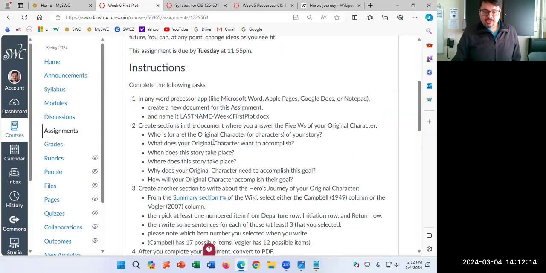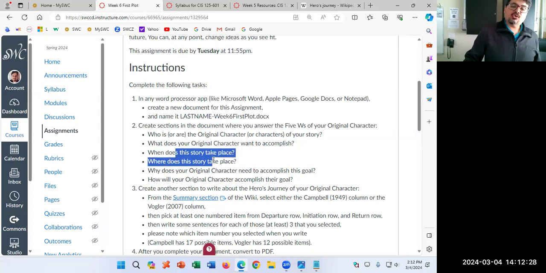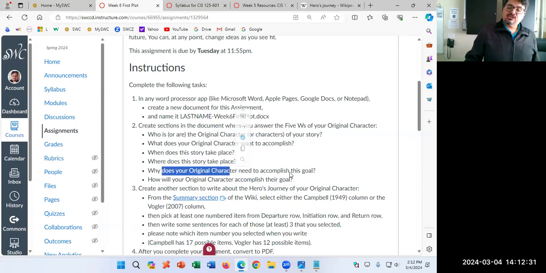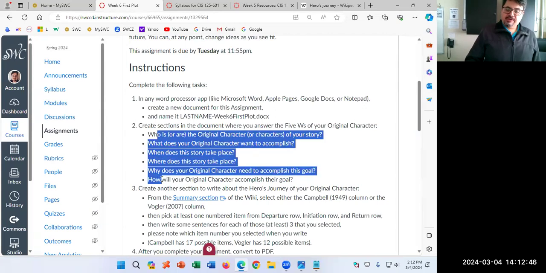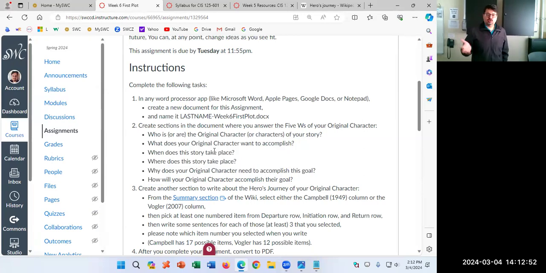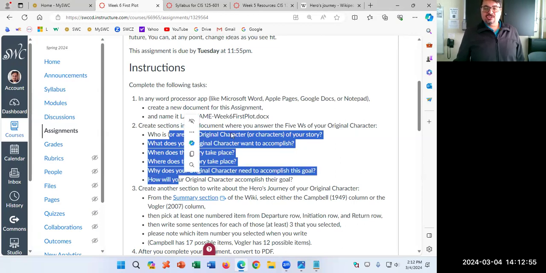But in this brand new document, you're going to explain again who your original character is, what do they want to accomplish, when and where does this story take place, why are they trying to get to that goal, and how will they do that? So everything that we just talked about right now with Spirited Away or Star Wars or Godzilla, now you have to do that for your own character. So yes, all of these you have to write at least one sentence about your original character and background slash world, and start to write one sentence of each of these in your document.